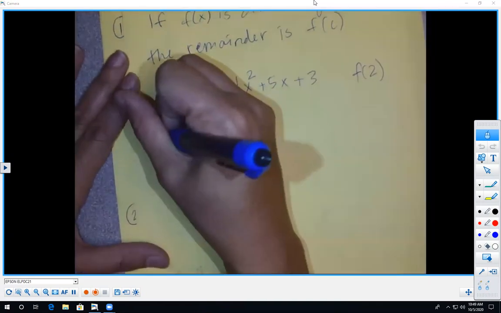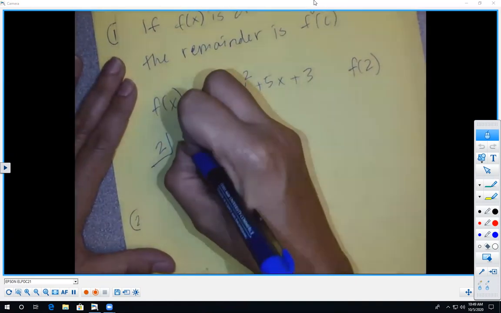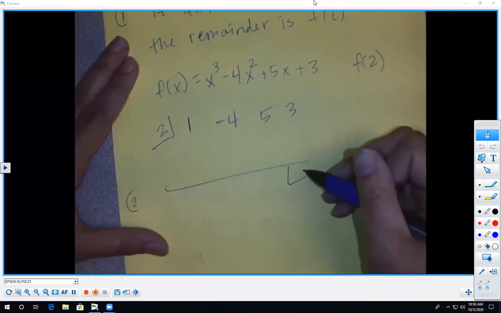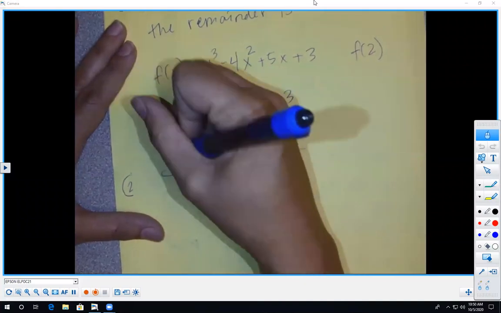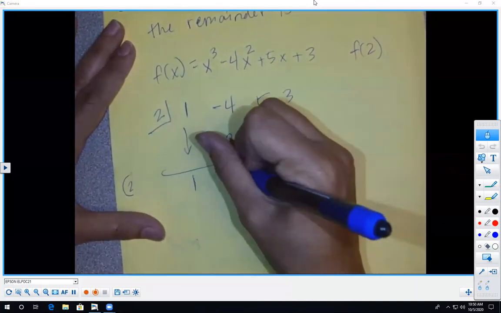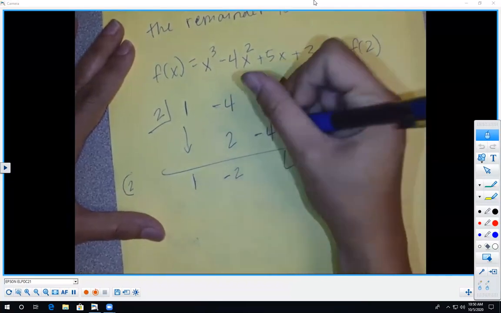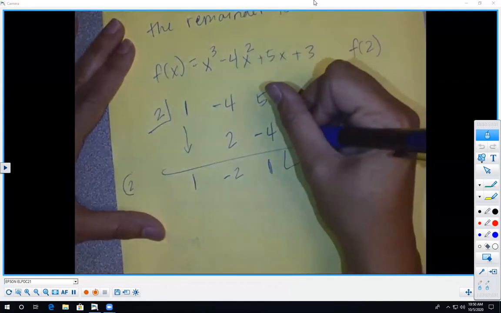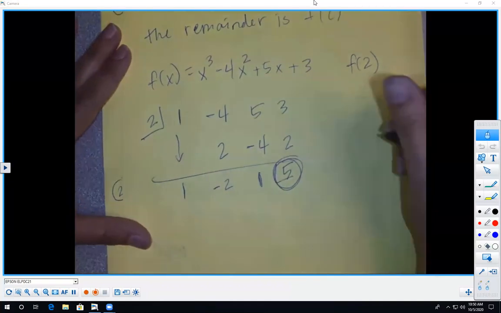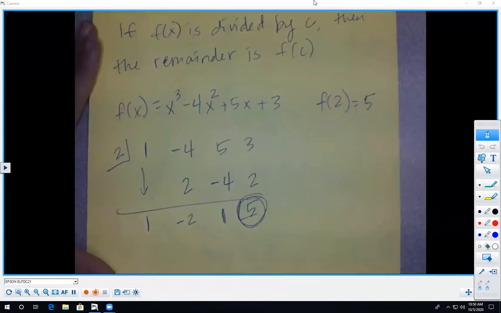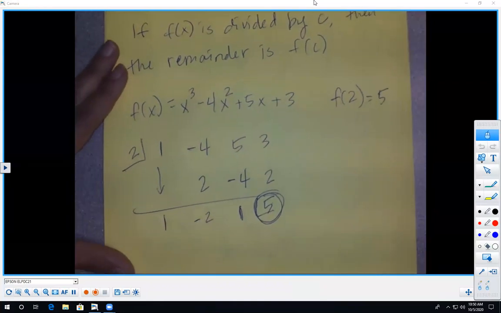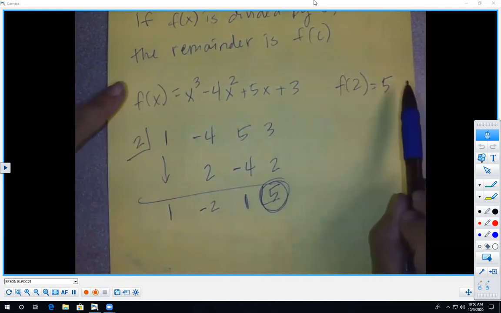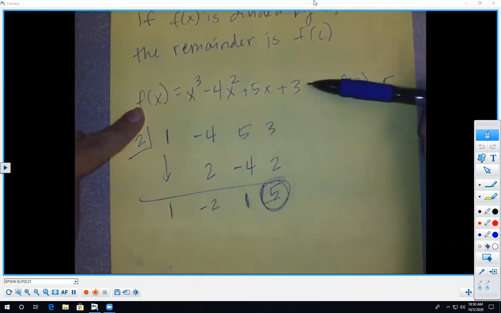This theorem tells me that I can just divide by 2 using synthetic division, and the remainder is the answer. Okay, so if I bring down the 1, 2 times 1 is 2, -4 plus 2 is -2, I get -4, 5 and -4 is 1, 2 times 1 is 2, 2 plus 3 is 5. So that tells me that f of 2 equals 5. Okay, so this might be a little more writing, but it's less thinking. And especially if it was a longer one, it's a lot less thinking than plugging it in.